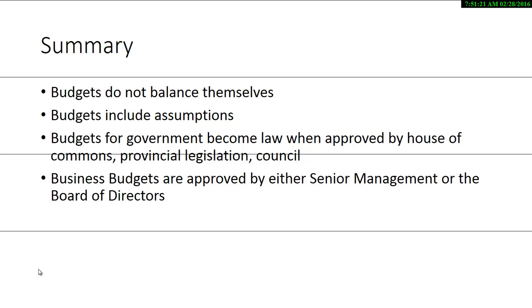Business budgets work differently. Typically, the entities roll up into a consolidated budget. That budget then either has to be approved by senior management or the board of directors, depending on the type of corporation it is. So there's a budget process there that goes through.